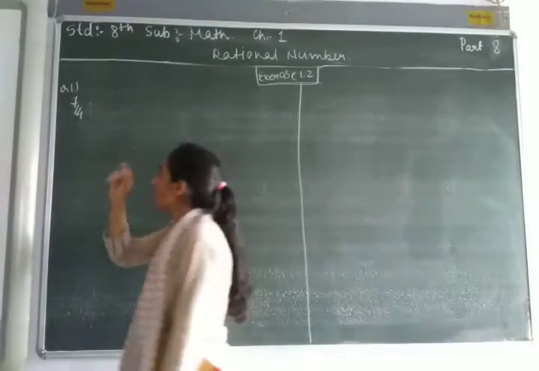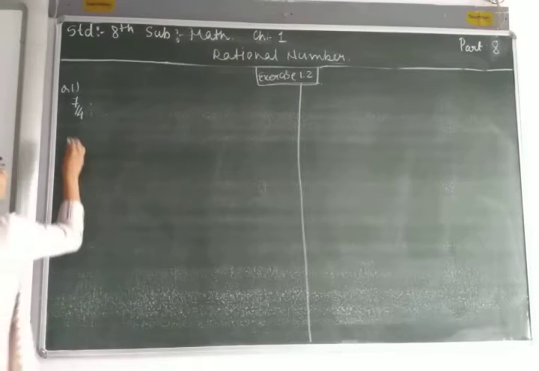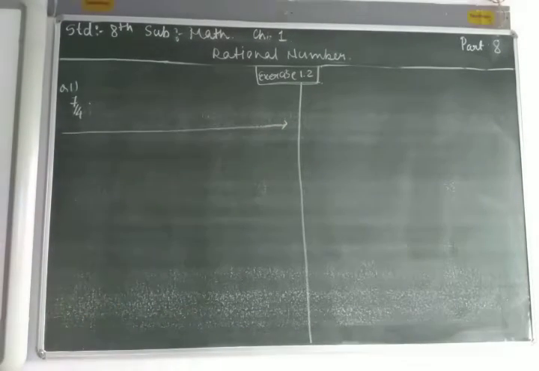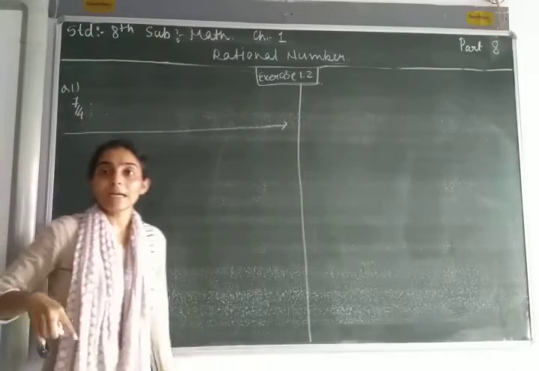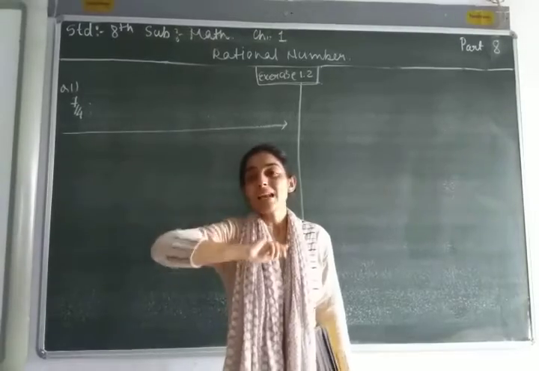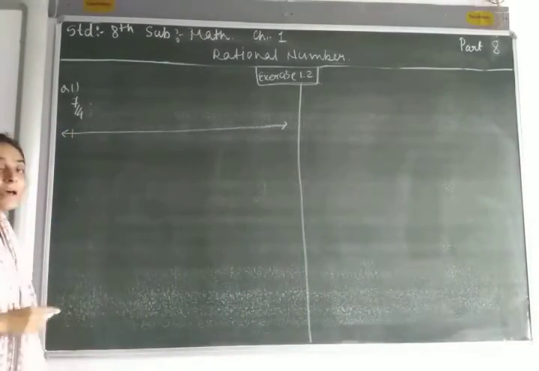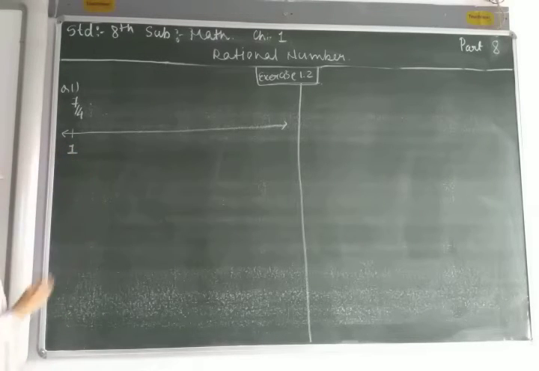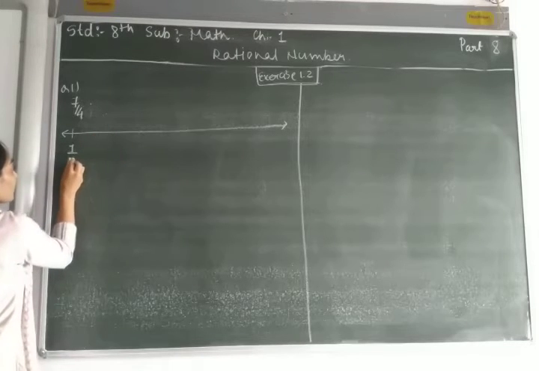Now we have to represent this number on a number line. So just draw a number line. As we know, here my denominator is smaller than the numerator. It means this number cannot lie between 0 and 1. So I can start my number line with 1.